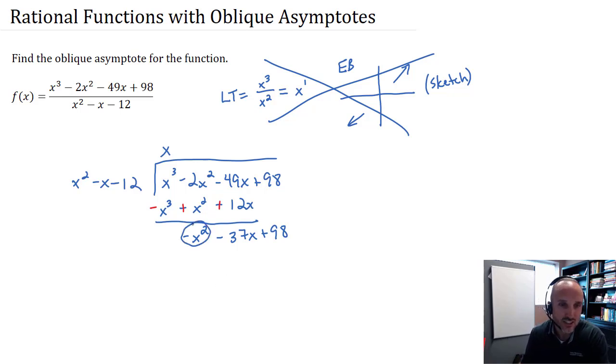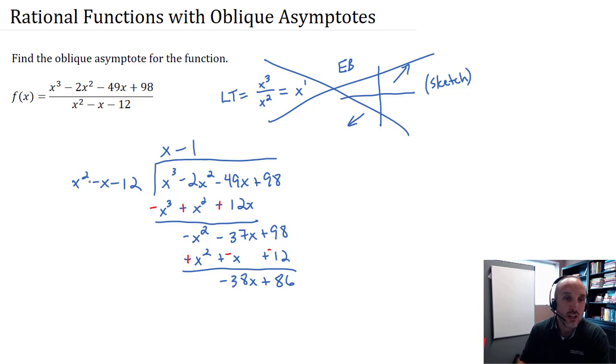We take negative x squared divided by our leading term x squared, and we get negative 1. Then we multiply negative 1 by all three terms of our divisor, giving us negative x squared plus x plus 12. Now we have to subtract all three terms, so they all change sign. The first terms cancel. Then we get negative 38x plus 86. Now, x squared does not divide into negative 38x plus 86 because this is degree 1 and this is degree 2. So this is our remainder.